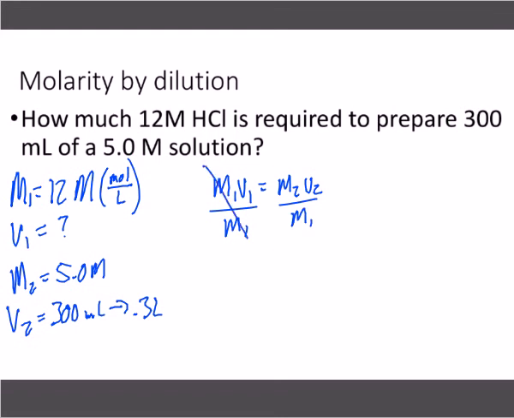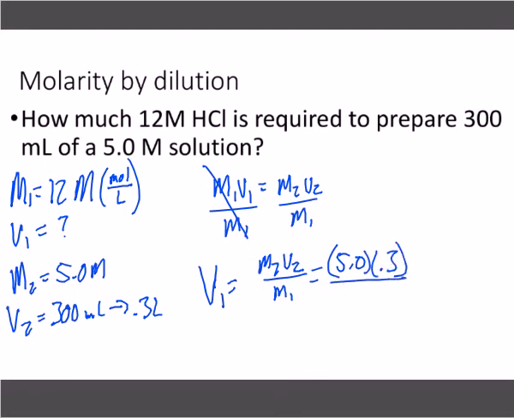Again, the more work you show me, the more partial credit I can give you if there's a mistake. So V1 equals M2V2 over M1. So we've got 5.0 multiplied by 0.3 divided by M1, which is 12. 5 times 0.3, that's 1.8, divided by 12.